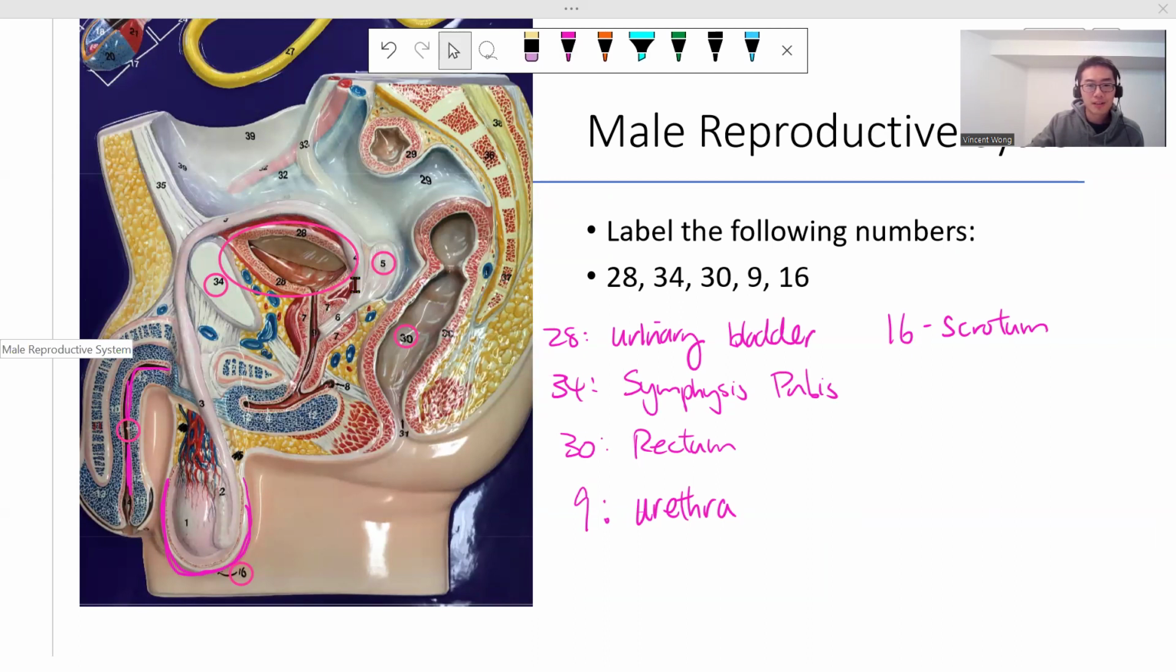Like I said, there are other structures you can try to test yourself on, like that's the spinal cord right there. That's the coccyx bone, and so on and so forth.